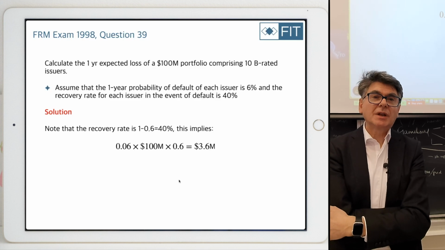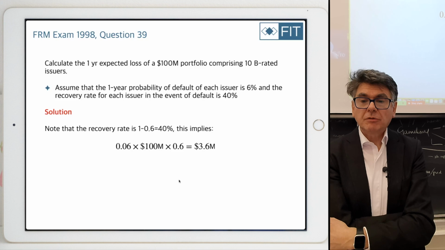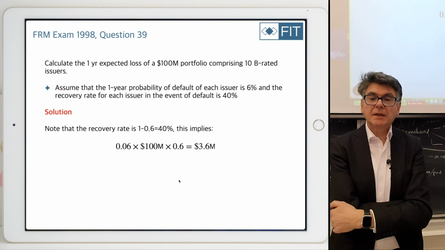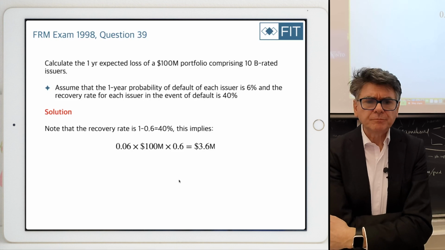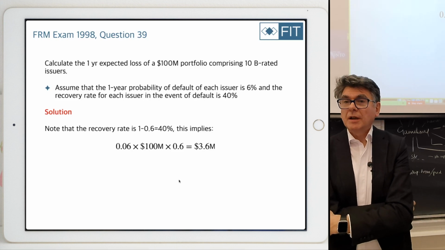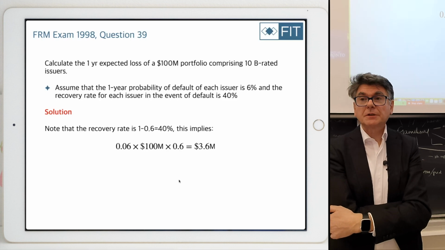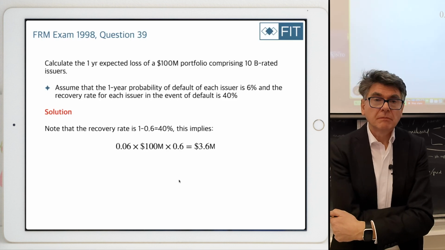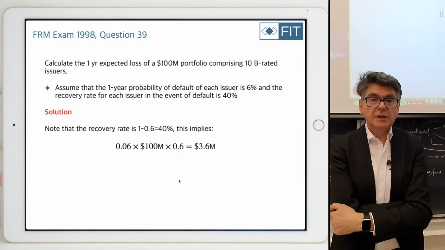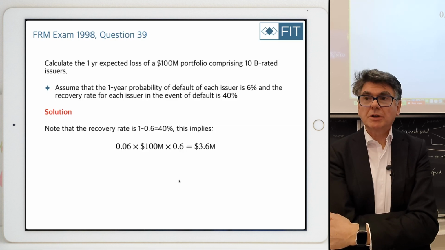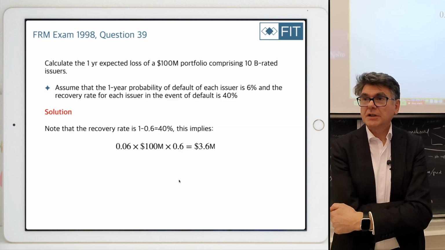This question is really an English exam more than a credit risk exam, because you have to realize that you have to multiply not by the probability, not by the recovery rate, which is 40%. You have to multiply by the loss given default, which is 1 minus 40%, 60%. That's the only mistake that is easy to make. So the expected default is $3.6 million for this portfolio. That's the expected credit loss.